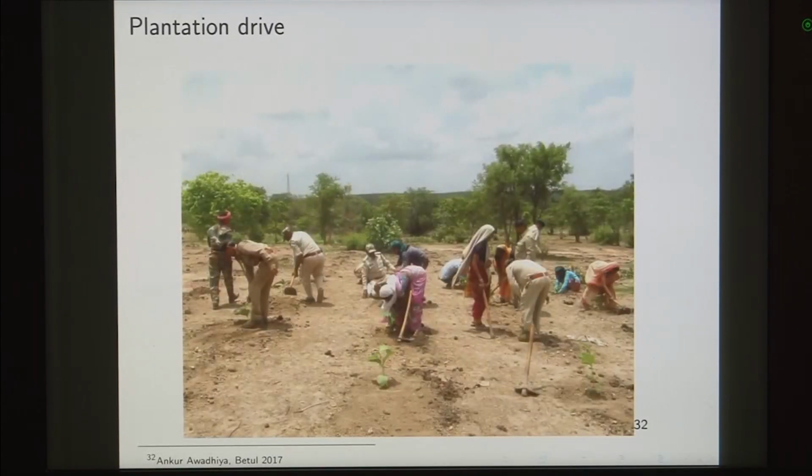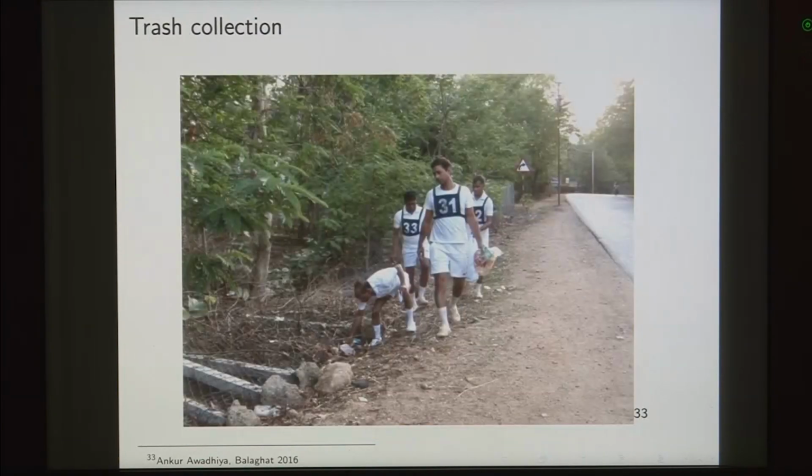Plantation drives are done to convert certain areas that are devoid of vegetation to have some amount of foliage cover, so that the animals have access to shade, they also have access to certain fruits and so on. And also trash collection, so that the amount of habitat degradation caused by the influence of humans is reduced.